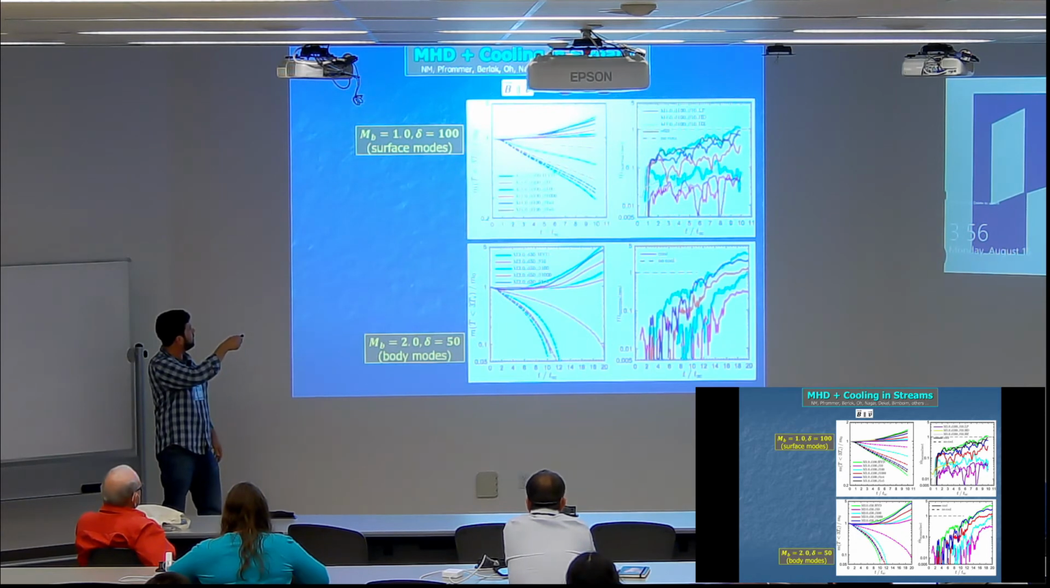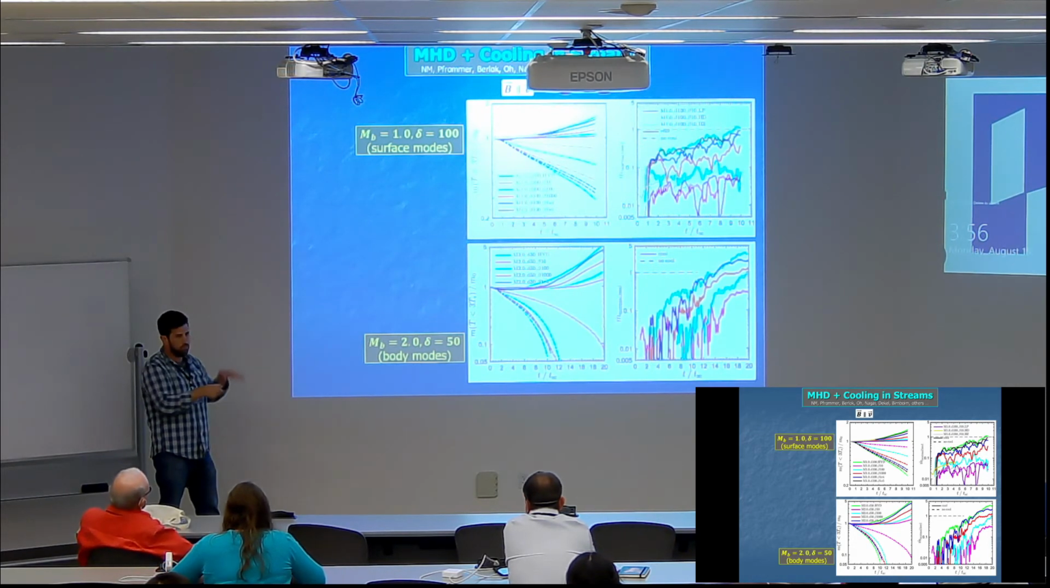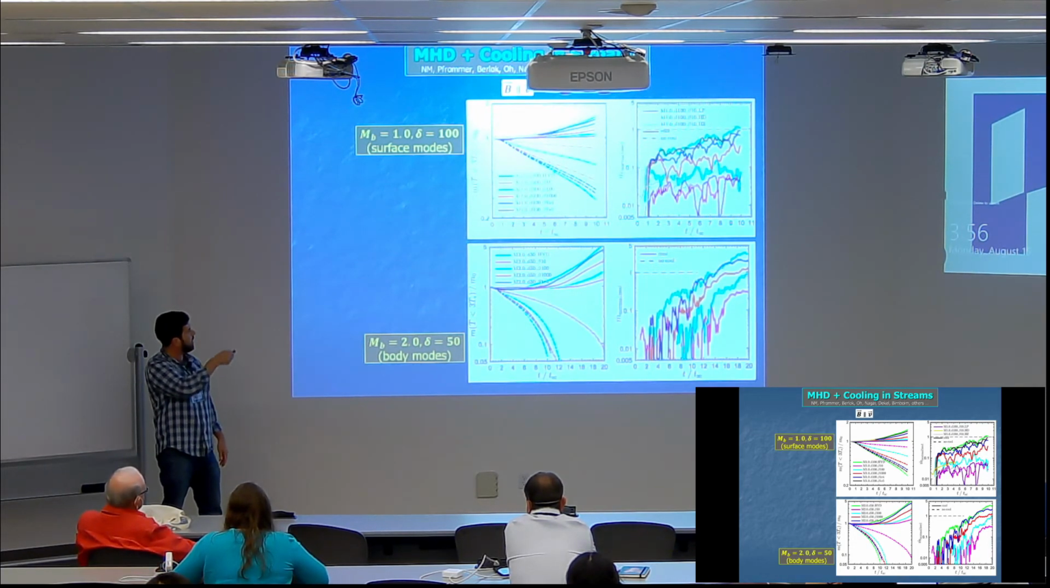This is work in preparation at the moment. I'm talking about a magnetic field that runs parallel to the stream velocity, but we've been relaxing this assumption lately as well. This is a case with Mach 1 density contrast 100, Mach 2 density contrast 50. I'm showing you the cold mass as a function of time. No cooling are the dashed lines. With cooling are the solid lines.